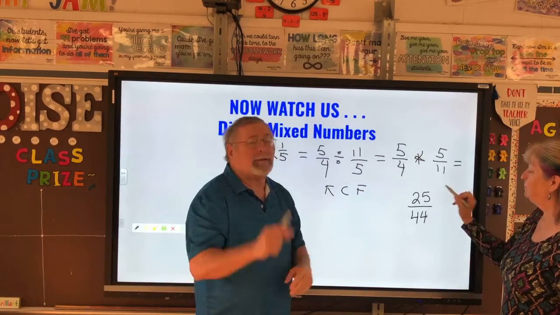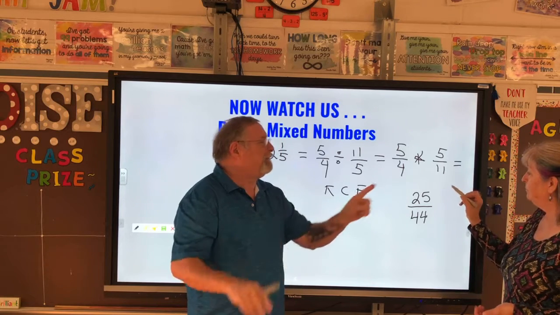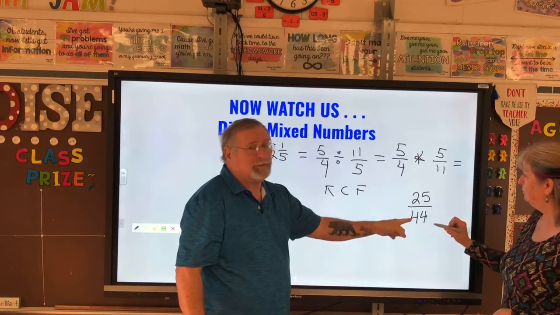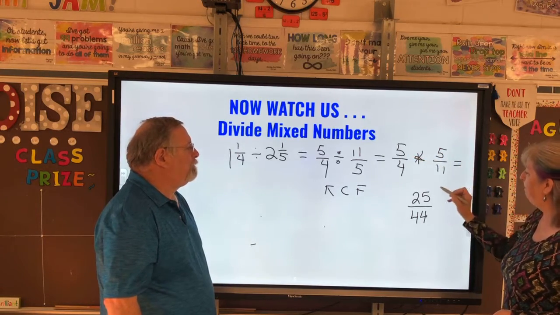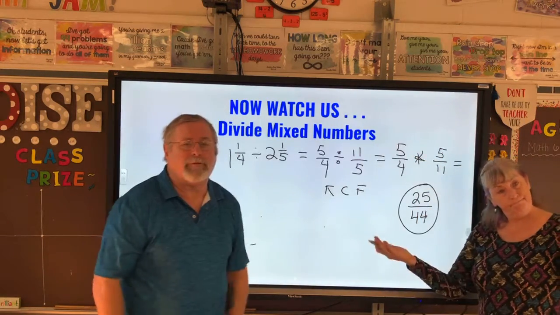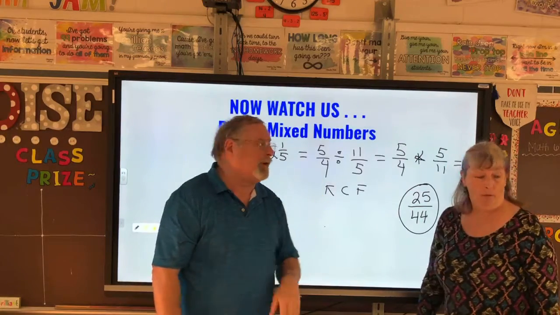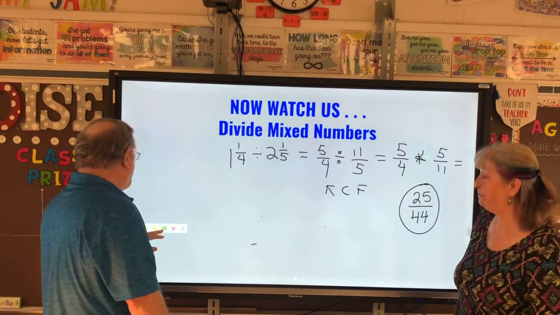Odd number, even number doesn't mean it can't be reduced, but if I can't reduce here, I can't reduce here. Both prime. Yes, there we go. 25/44.